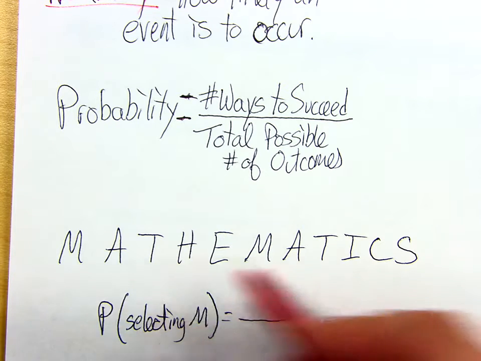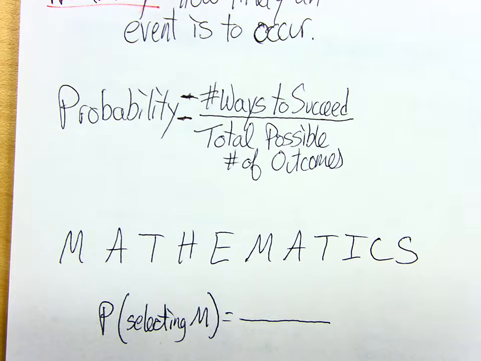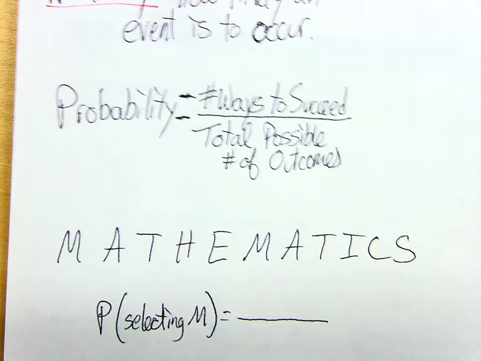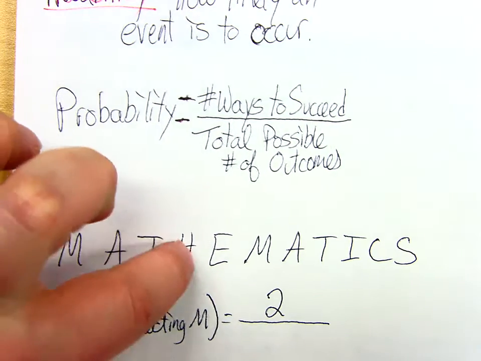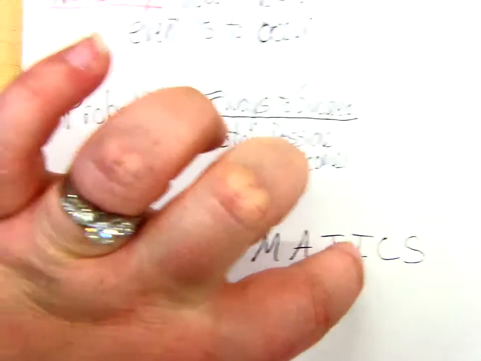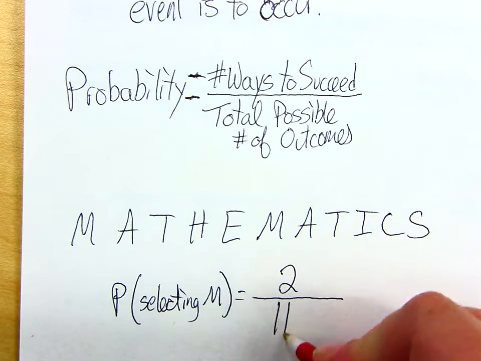So if I'm going to pick from all these cards, how many M's are there? Two. So there's two ways for me to get what I want. If I'm trying to pick an M, there's two ways that I could succeed. I could pick this one or I could pick that one. So that would be my numerator. And then the denominator would be all the cards that I could have picked. How many cards am I picking out of? 1, 2, 3, 4, 5, 6, 7, 8, 9, 10, 11. There are 11 total cards.